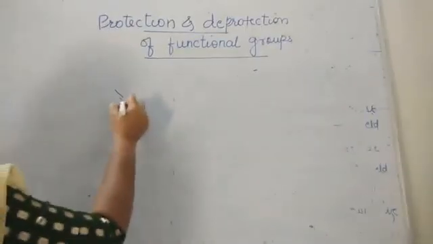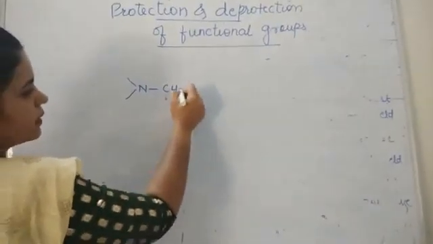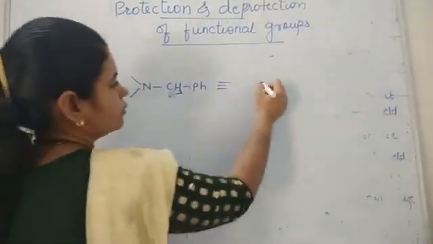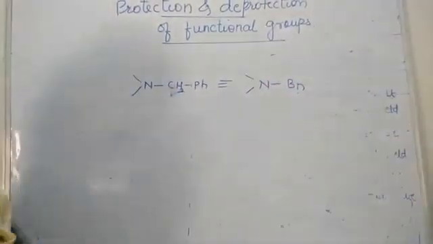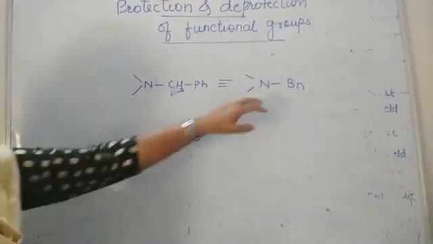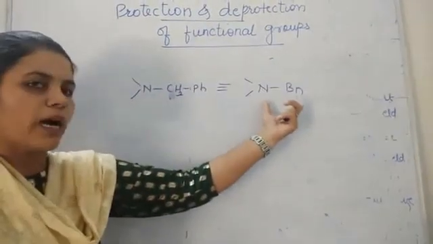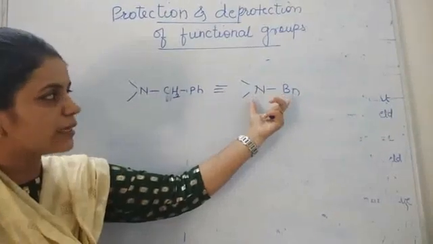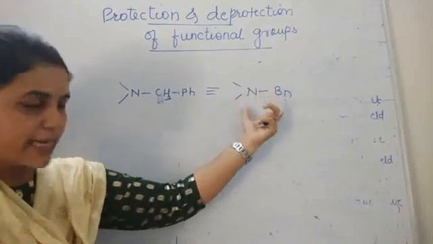Before going into details, we see that if an amine contains such a benzyl group, in a primary or secondary amine, which is also written as Bn, where Bn is the benzyl group, then this benzyl group is very much resistant to organometallic compounds and metal hydrides.